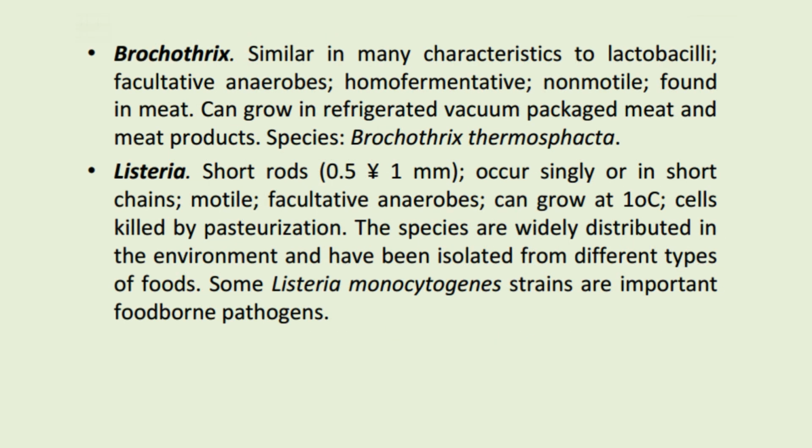Then we have Brochothrix. They are also similar to Lactobacilli. They are facultative anaerobes and homofermentative. They are found in meat and can grow in refrigerated vacuum-packaged meat. Example species is Brochothrix thermosphacta.